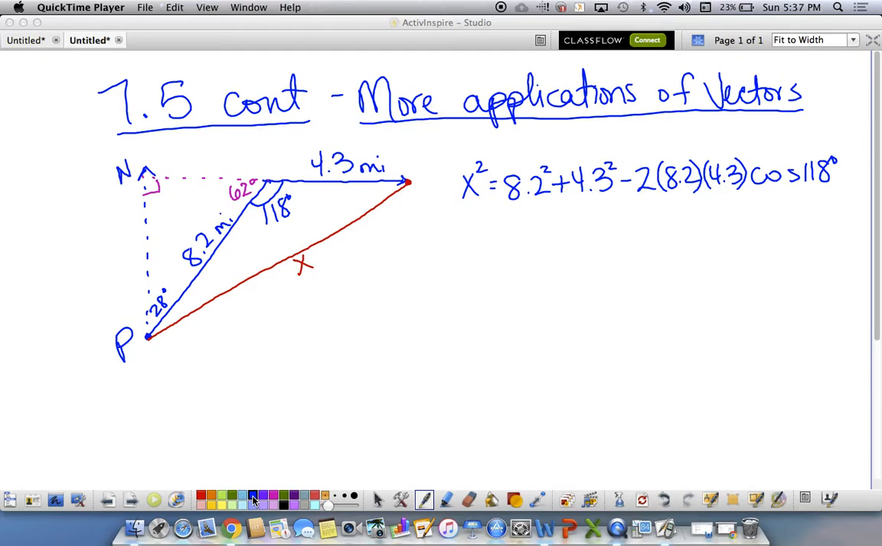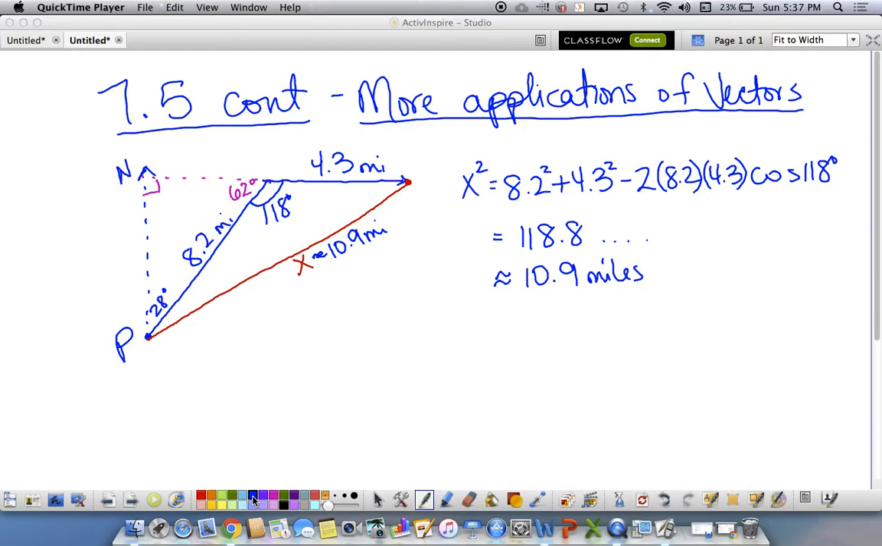Okay? So we're solving this. I'm plugging this in my calculator. 8.2 squared plus 4.3 squared minus 2 times 8.2 times 4.3 times cosine of 118. And it's approximately 118.8, etc., etc., etc. Plug that into my calculator. And I'll get approximately 10.9. It would be miles, right? That is my X. Approximately 10.9 miles. They want those 3 sig figs.